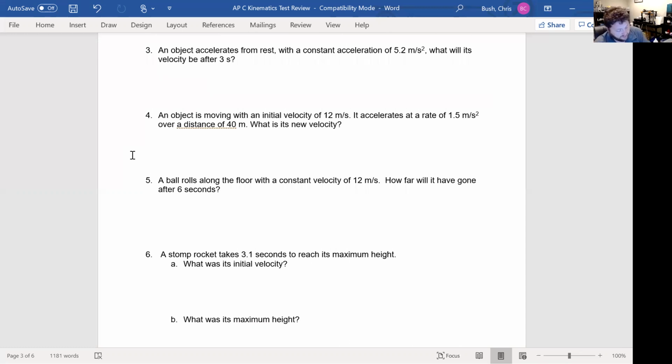3, an object accelerates from rest. So we once again have a v naught of 0. Constant acceleration of 5.2 meters per second squared. What will its velocity be? So that's our question after 3 seconds, which is time. What we don't have here is delta x. So it's v equals a times t plus v naught. So that's just going to be 3 times 5.2, which is going to be 15.6.